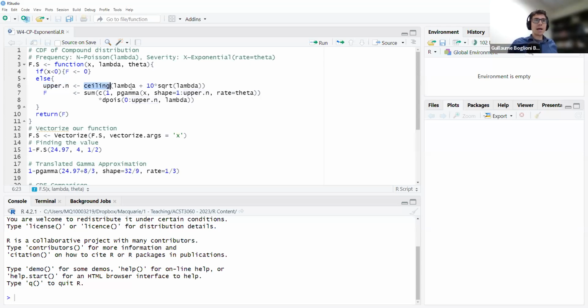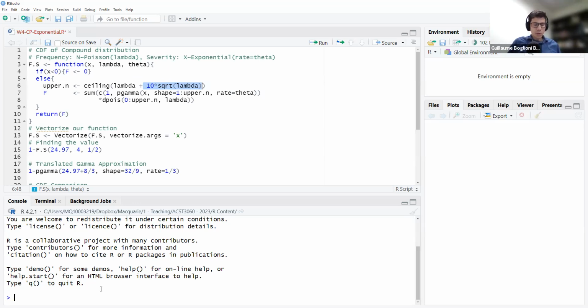Now here it is a bit arbitrary. I'm picking what I call upper n to be lambda, because lambda is the mean of the Poisson, plus 10 times its standard deviation. That's kind of arbitrary. If you're not satisfied with 10, you can put 100 there if you want, to be more safe in a sense, but I think 10 here is plenty. It's pretty much impossible for a Poisson to be more than the mean plus 10 times the standard deviation, which is very, very far away. So the probability to be bigger than that is pretty much impossible.